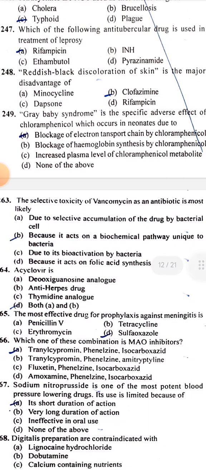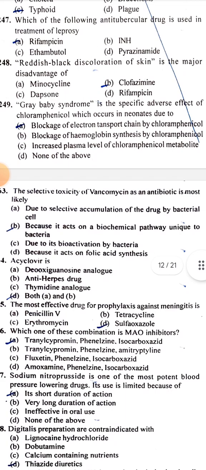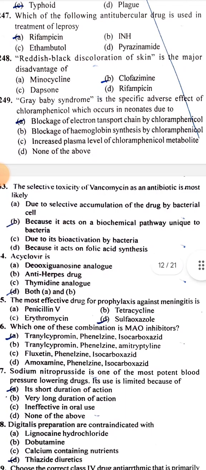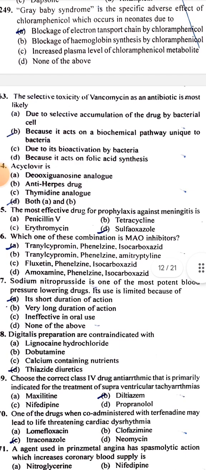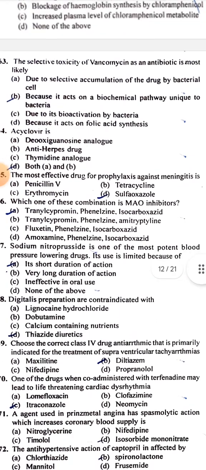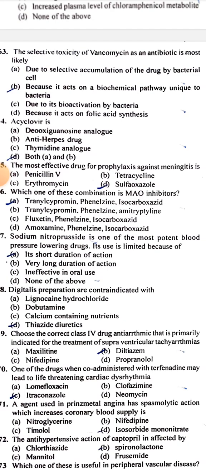The selective toxicity of vancomycin as an antibiotic is most likely because of its action on a biochemical pathway unique to bacteria. Acyclovir is both a deoxyguanosine analog and an anti-herpes drug. The most effective drug for prophylaxis against meningitis is sulfisoxazole. Which one of these combinations is MAO inhibitors? Tranylcypromine, phenelzine and isocarboxazid. Sodium nitroprusside is one of the most potent blood pressure lowering drugs. Its use is limited because of its short duration of action.